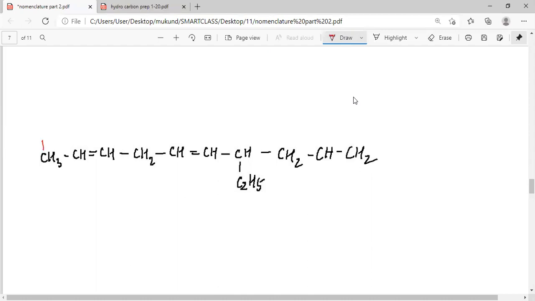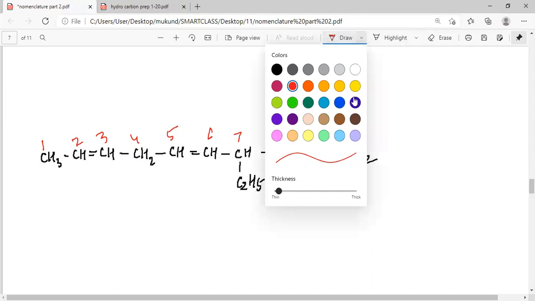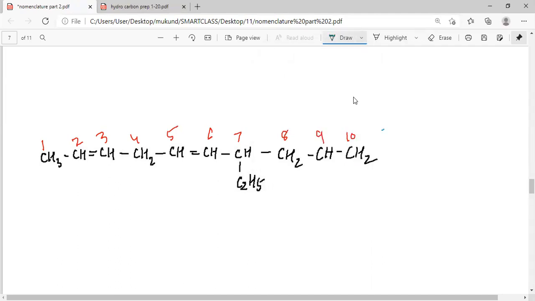We can give the numbering in this manner: 1, 2, 3, 4, 5, 6, 7, 8, 9, and 10. We can even give the numbers in this manner, that we have 1, 2, 3, 4, 5, 6, 7, 8, 9, and 10. So we have decane, or 10 carbons, so we have dec.